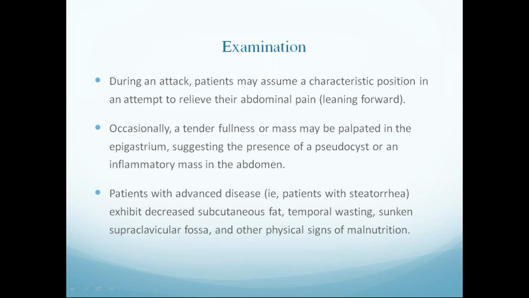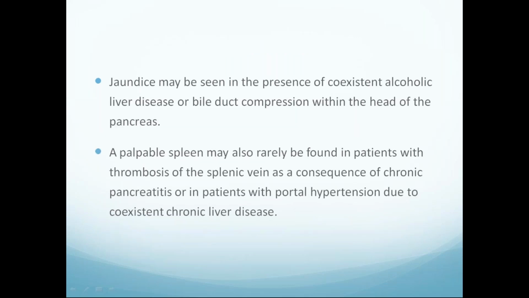So during an attack, the patient may assume a characteristic position in an attempt to relieve the abdominal pain. Occasionally, a tender fullness or mass may be palpated in the epigastrium, suggesting the presence of a pseudocyst or an inflammatory mass in the abdomen. Patients with advanced disease exhibit decreased subcutaneous fat, temporal wasting, sunken supraclavicular fossa, and other physical signs of malnutrition. Jaundice may be seen in the presence of coexistent alcoholic liver disease.